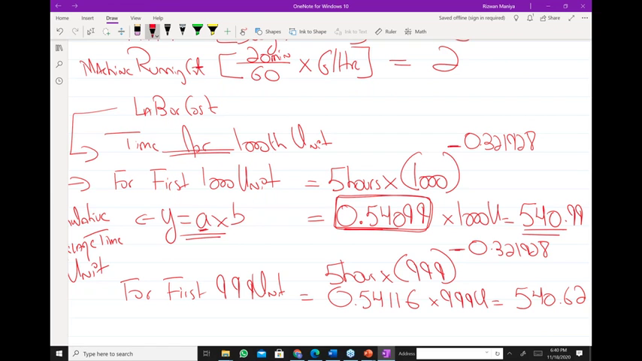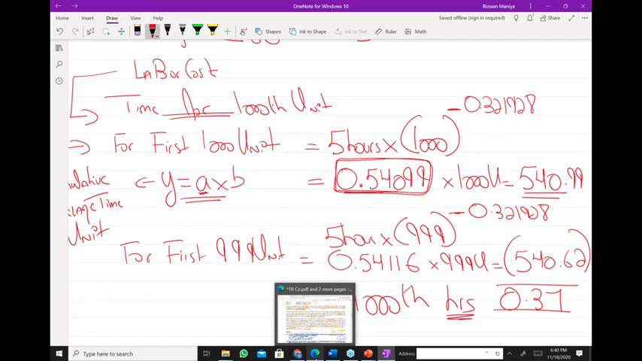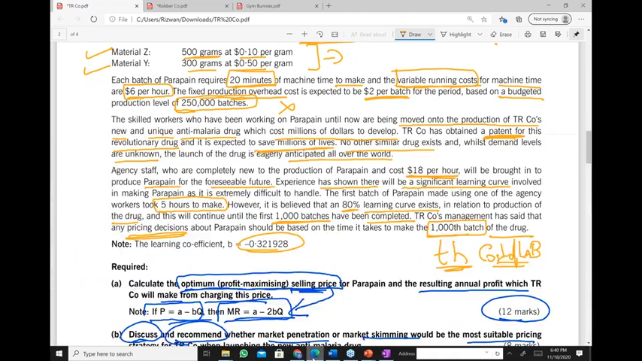Okay, great. So I need the time for the 1000th unit. So let's work out the difference of these two. 540.99 minus 540.62. So that will give you 0.37 hours. Is that right, everybody? So this is the time for the 1000th unit. 0.37. Clear?